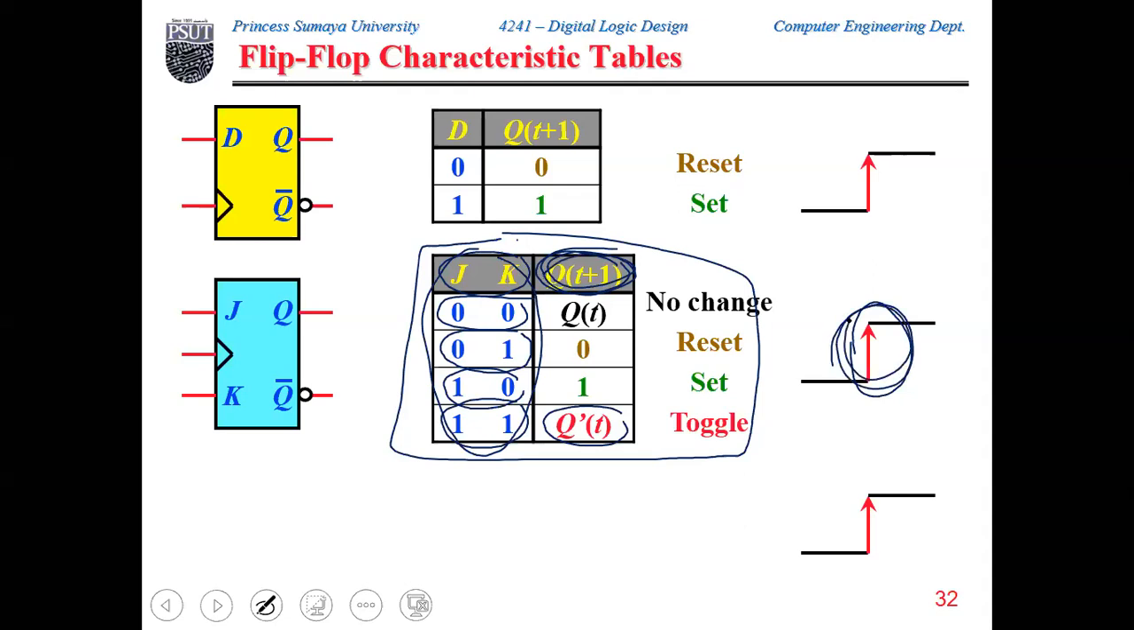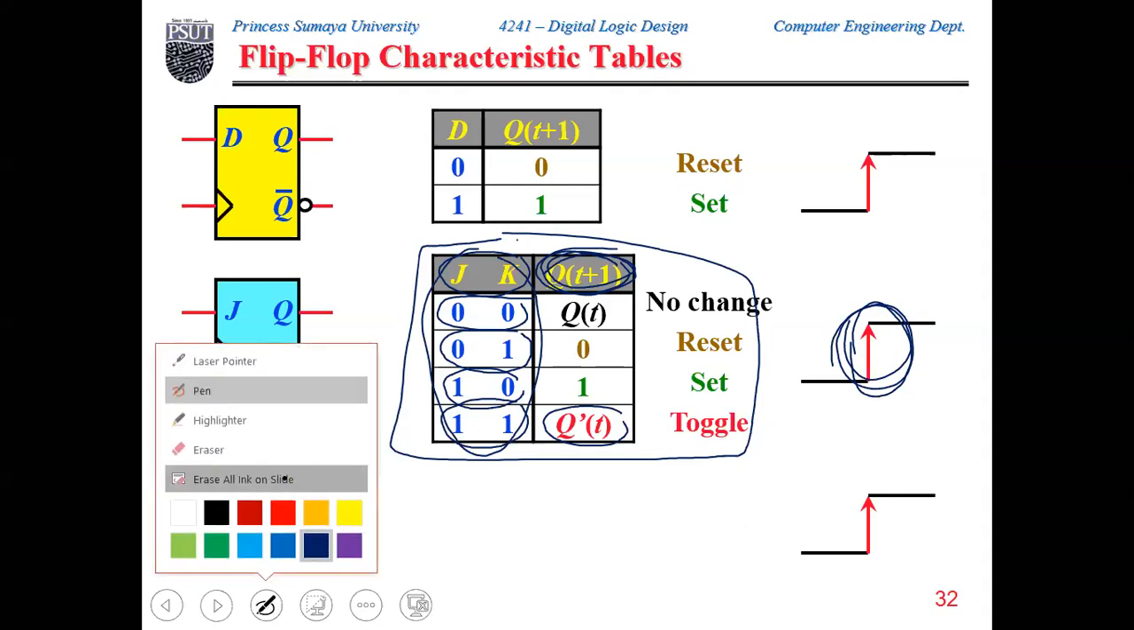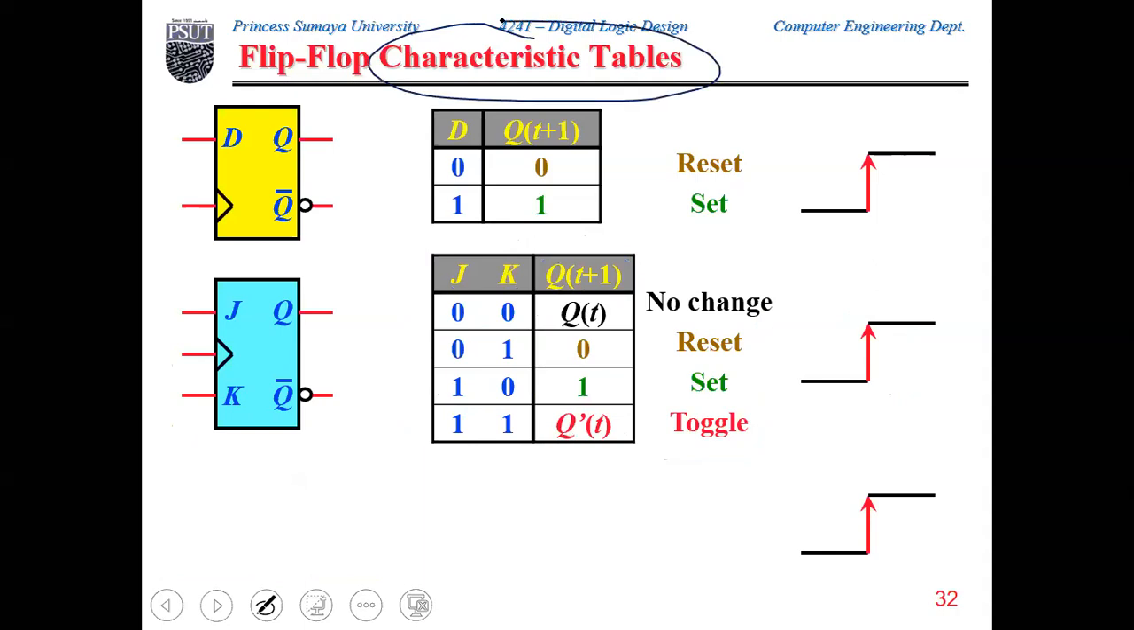At the edge, whether it is a rising edge or a falling edge. So these tables are very important. The characteristic tables are very important. We will use them in the second part of this chapter to analyze sequential circuits. Given a sequential circuit, we want to see what this circuit does. So we will use these tables for the analysis part when we analyze sequential circuits.